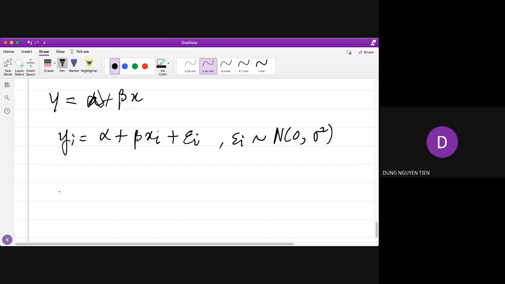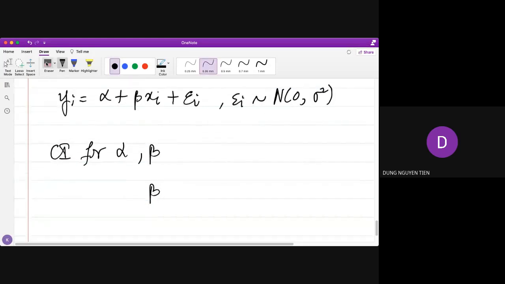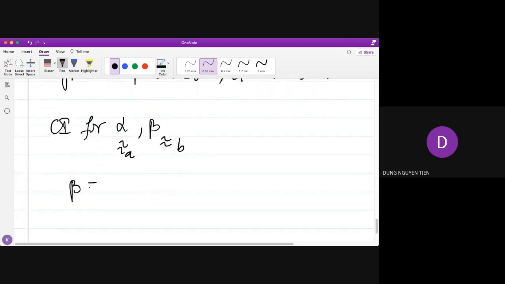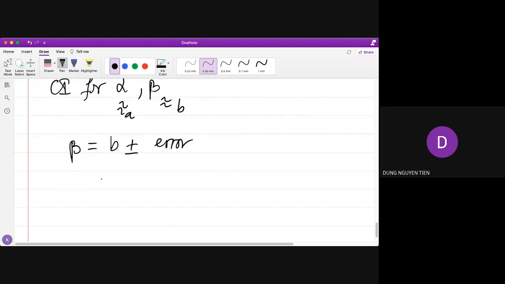So you get epsilon i following this normal distribution. Now you want to construct a confidence interval for alpha and beta. In order to do that, you need to know the variance of the approximations, because you approximate alpha by A, and you want to approximate beta by B. So if you want to get a confidence interval, you should say, okay, beta equals B plus or minus the error, and the error of B is, let's say, the t value times the standard error, okay?